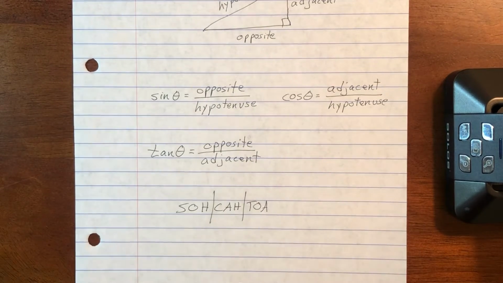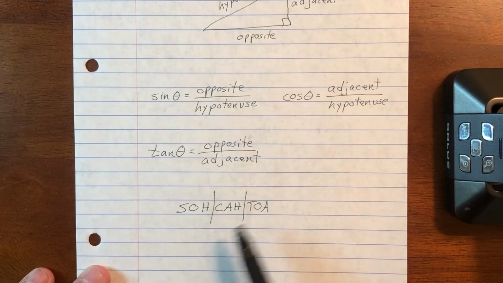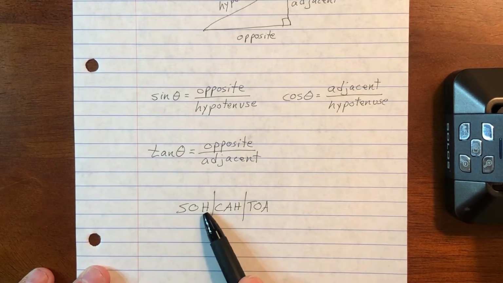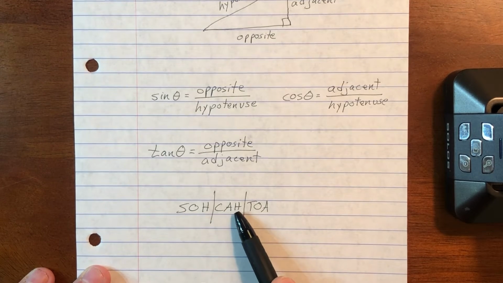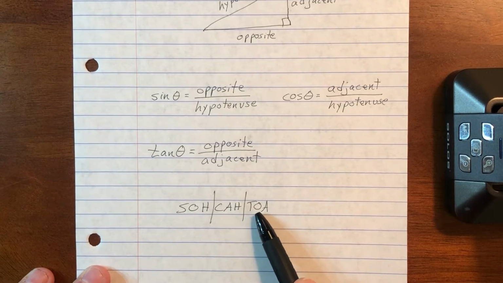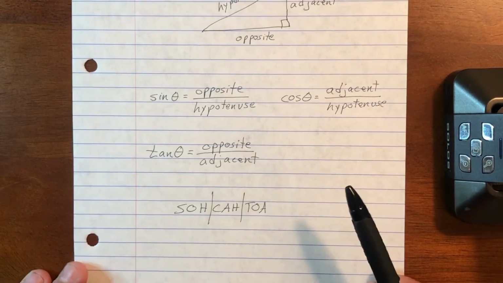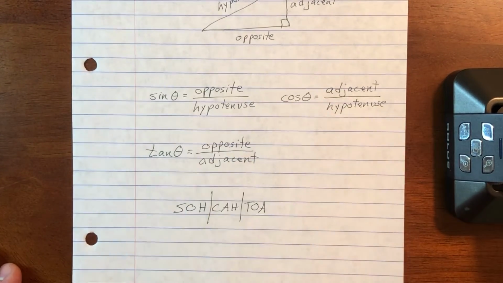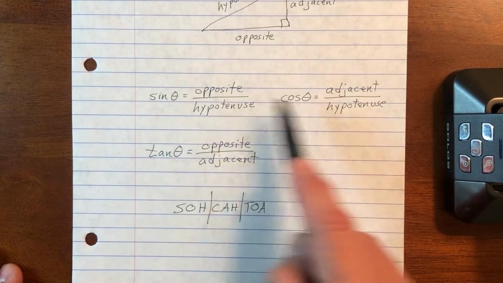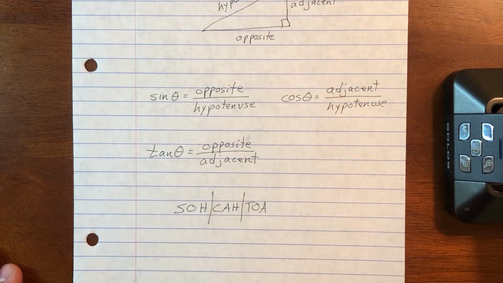Some of you may remember in the past that you used SOHCAHTOA to help you remember: sine equals opposite over hypotenuse, cosine equals adjacent over hypotenuse, tangent equals opposite over adjacent. SOHCAHTOA. That's just an easy way for you to remember these three formulas so that you don't have to write them down, okay? So you've got the sine function, the cosine function, and the tangent function.